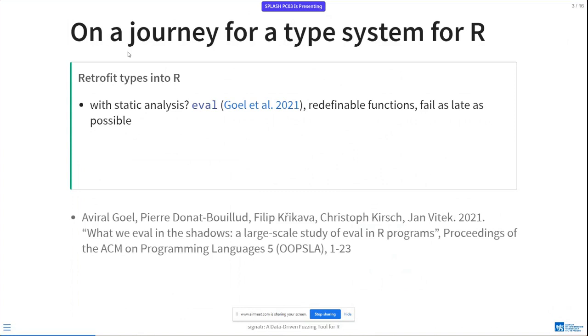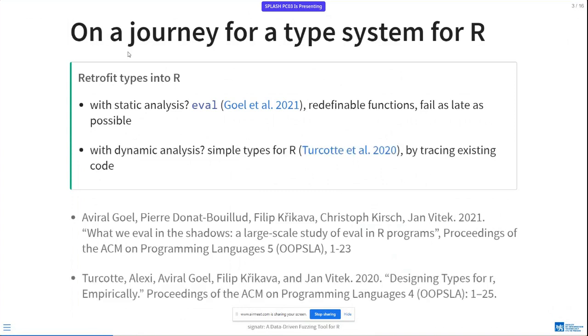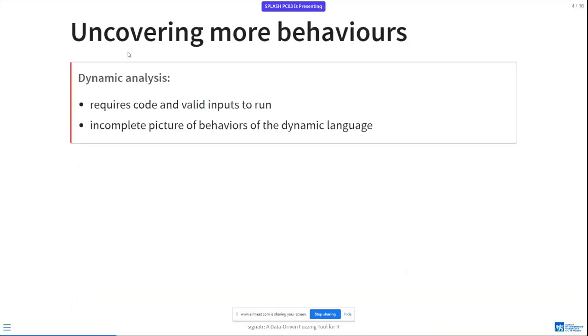So another approach is to use dynamic analysis. That's what we did 2 years ago. There was this paper about simple types for R. For that, they were tracing existing code to find the types. This has some limitations, because when you do dynamic analysis, you need to have some code, and you need to have some valid inputs to run the code. So it gives you an incomplete picture of the behaviors of a dynamic language, or an incomplete picture of the types when you are trying to infer them by tracing.